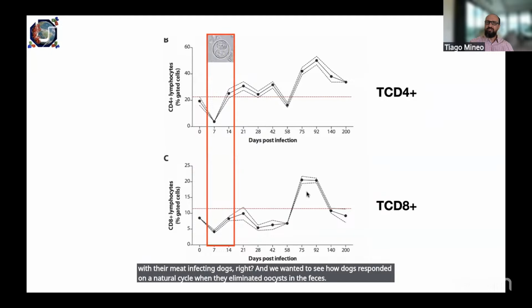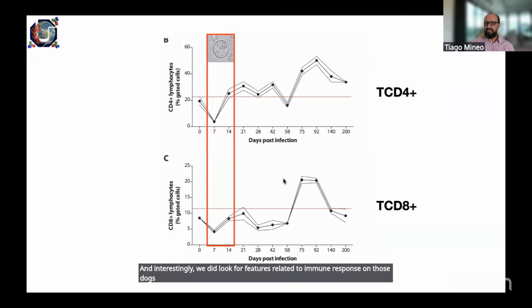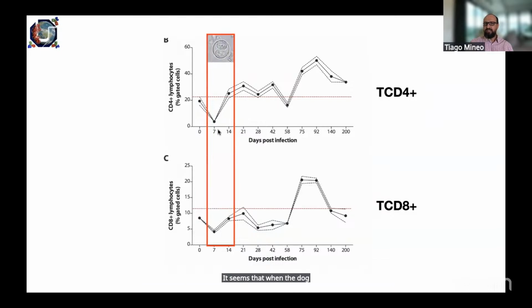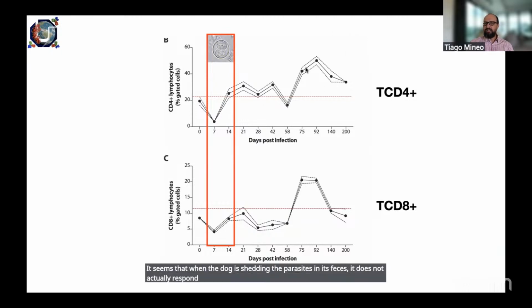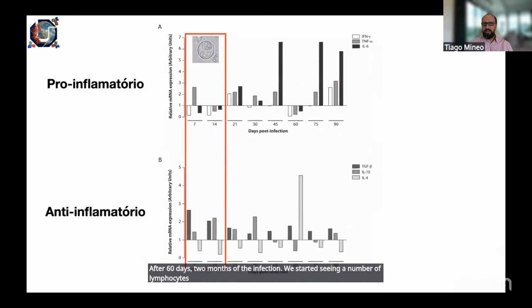We wanted to see how dogs responded on a natural cycle when they eliminated oocysts in the feces. Interestingly, we looked for features related to immune response on those infected dogs. Very interestingly, it seems that when the dog is shedding the parasites in its feces, it does not actually respond. We only see responses by T cells after 60 days, 2 months of the infection. We started seeing the number of lymphocytes going up.